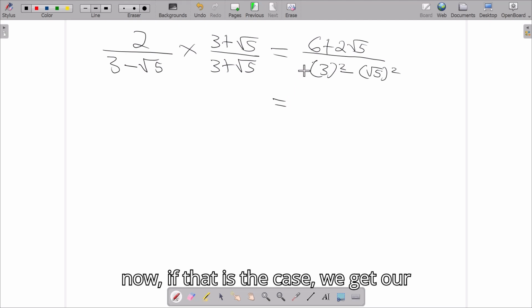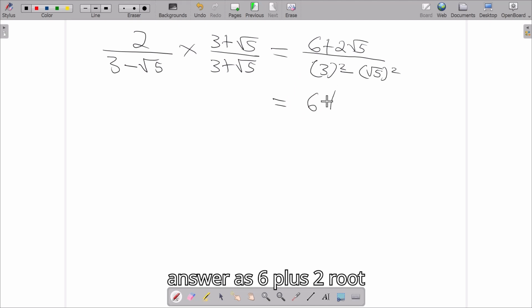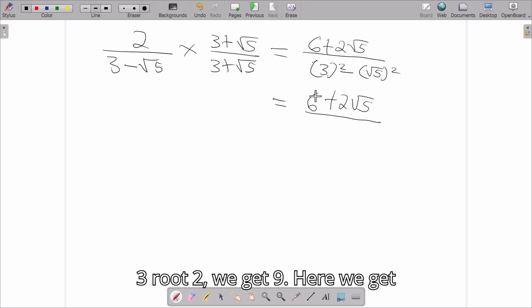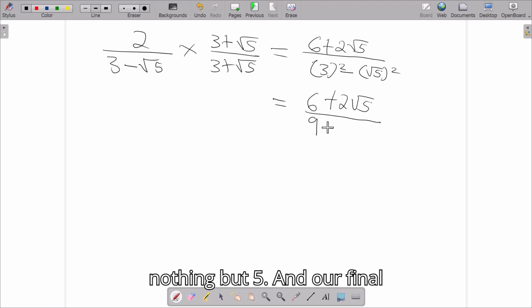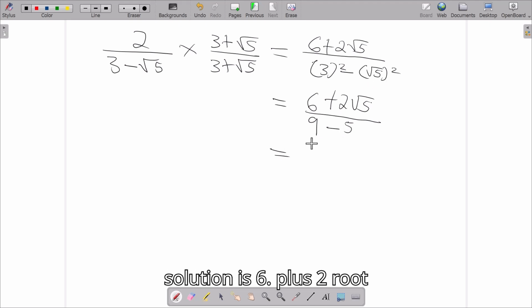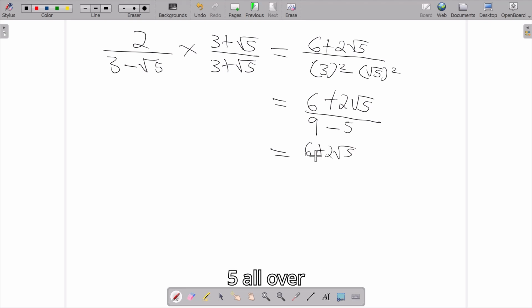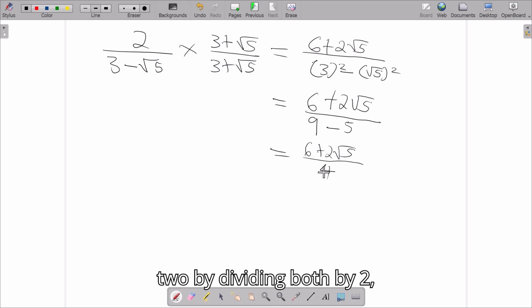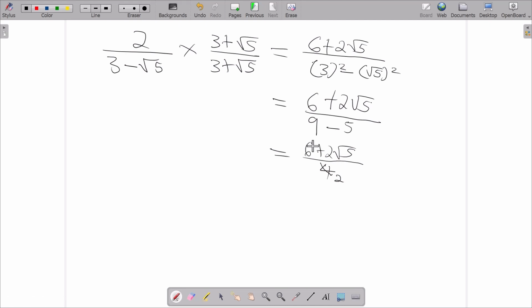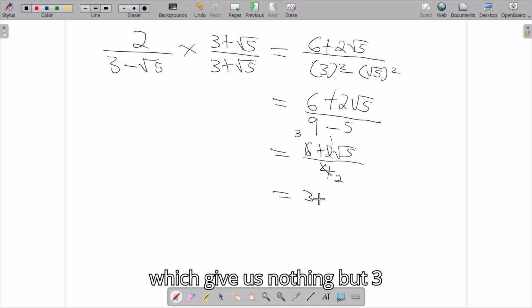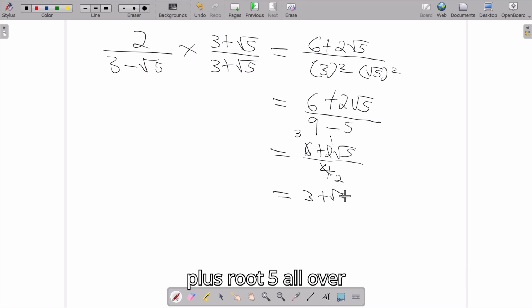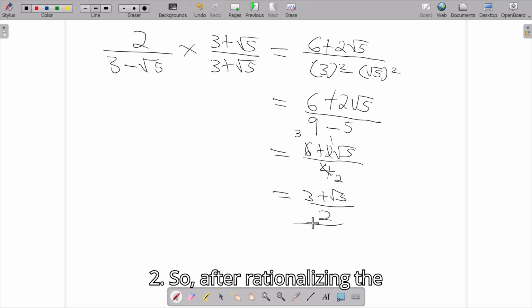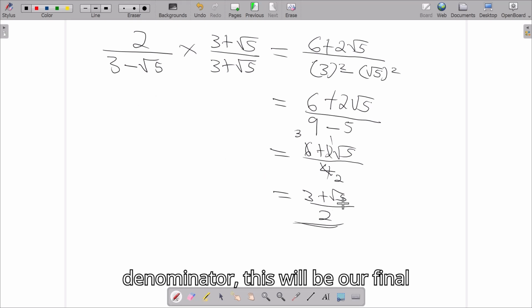So now, if that is the case, we get our answer as 6 plus 2 root 5 all over 3 squared, we get 9. Here we get nothing but 5. And our final solution is 6 plus 2 root 5 all over 4. Then we can simplify these two, okay, by dividing both by 2. Then 3 here, 1, which gives us nothing but 3 plus root 5 all over 2. So after rationalizing the denominator, this will be our final answer.